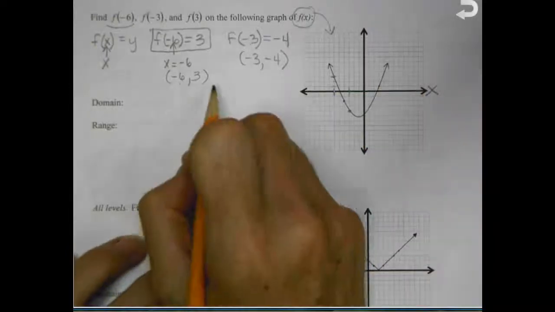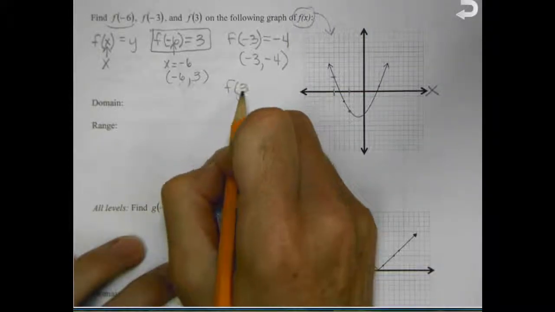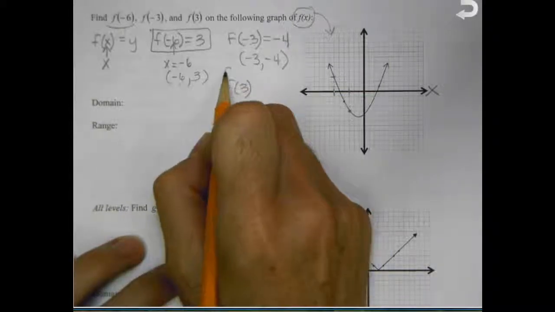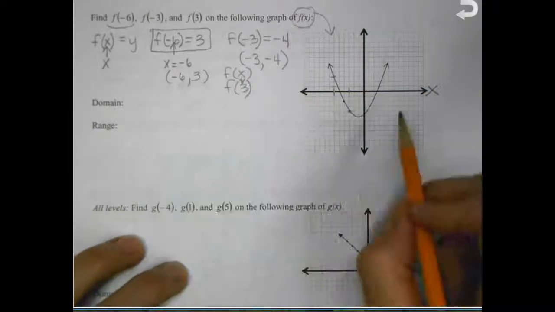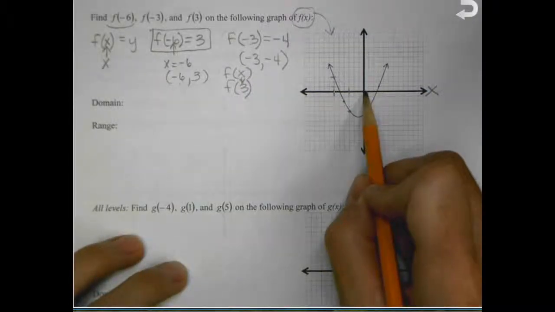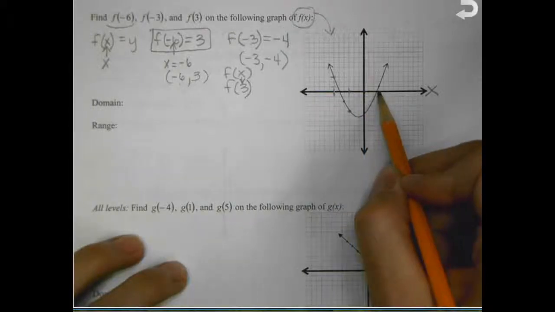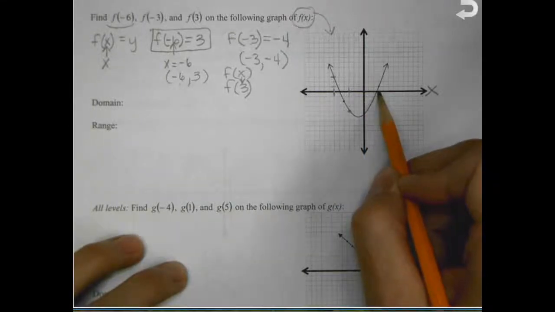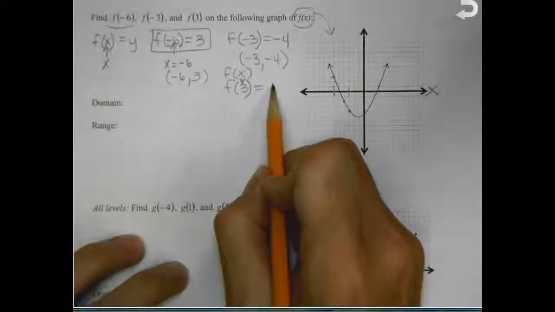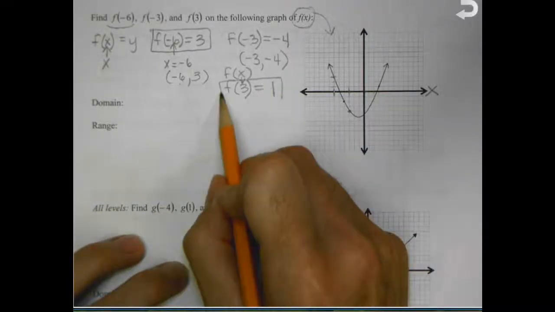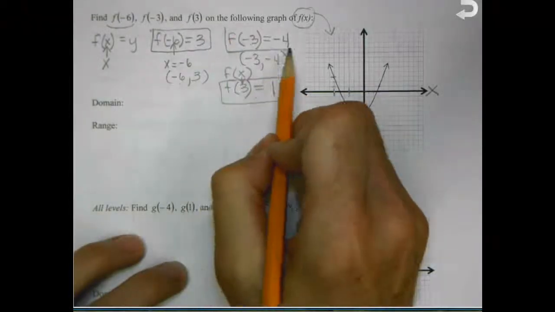One more time, f of +3, remember we're looking at f of x, so I want my x to be 3, so in the x direction I go 1, 2, 3 to the right, and then I'm looking where's the point on my graph, and I have to go up 1, so my f of 3 equals a +1. And here was my other answer right there.